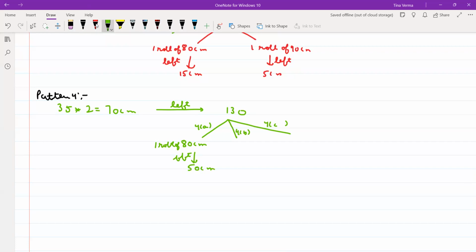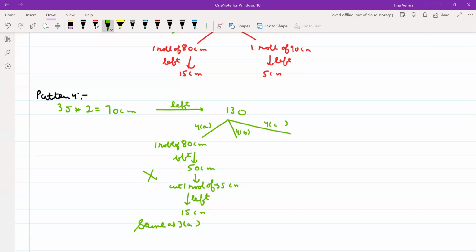So can you waste 50 centimeter? तब आपको क्या करना पड़ेगा? You have to cut one roll of 35 centimeter. So if you cut one roll of 35 centimeter, you are left with 15. So this is nothing. अब आपके पास 35 के कितने rolls हो गए? 3. 80 का एक roll. You have already discussed this case in your pattern 3A. So this is same as 3A pattern. So we will not consider this pattern, right?